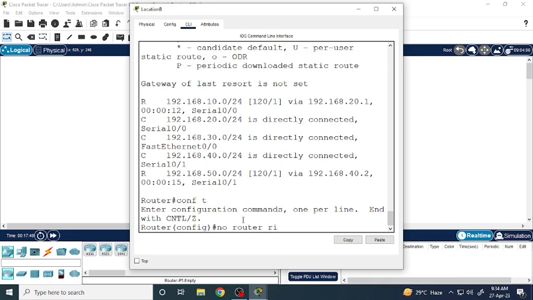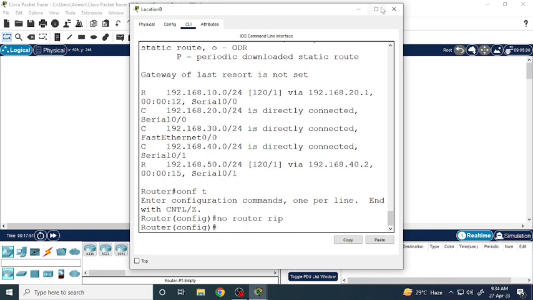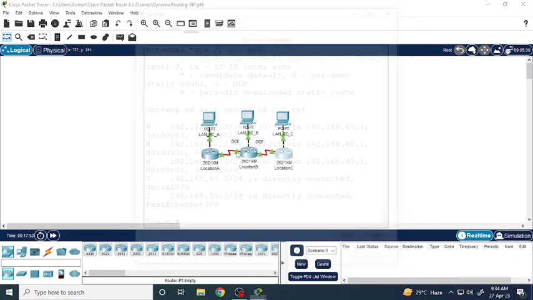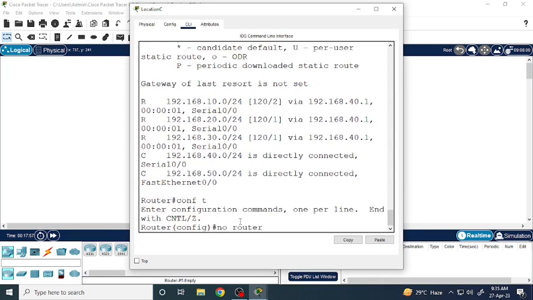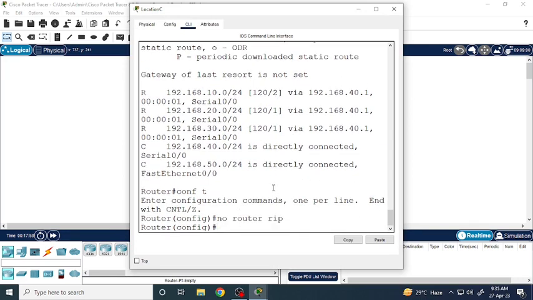Now no router rip to deactivate, and configure terminal and no router rip. Okay, we don't have to do that. We can just go to router rip and apply the other commands, but I am just doing this so you can know how you can deactivate a protocol. Okay, that's why I'm showing you this.